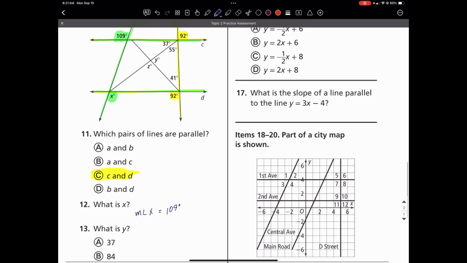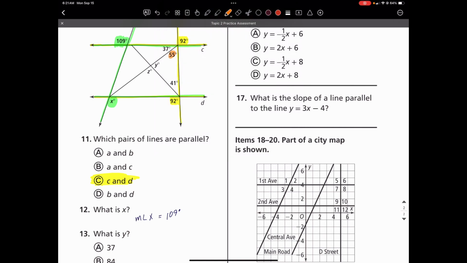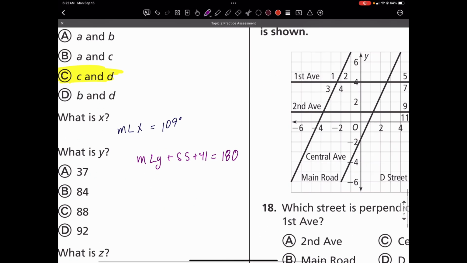Now it's asking, what is Y? Y is going to be the missing measure that we need for those three to equal 180. So the measure of angle Y plus 55 plus 41 equals 180. These two together would equal 96 degrees. So the measure of angle Y plus 96 equals 180. We subtract 96, so the measure of angle Y equals 94 degrees.